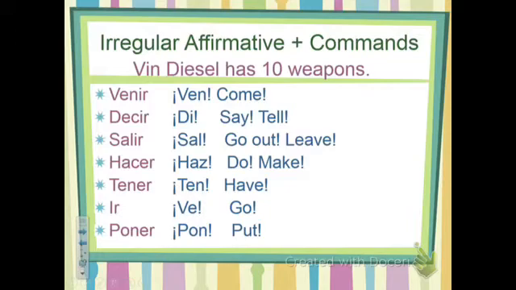So here's a way that might help you learn the irregulars, and there are some. Okay, Vin Diesel has 10 weapons. Vin Diesel has 10 weapons. Venir is ven, it means come. Decir, di, say or tell. Salir, these are all positive commands, by the way. Salir is sal, go out or leave. Hacer, haz, do or make. Tener, ten, have. Ir, ve, go. Poner is pon or put. So remember, Vin Diesel has 10 weapons. Maybe that'll help.